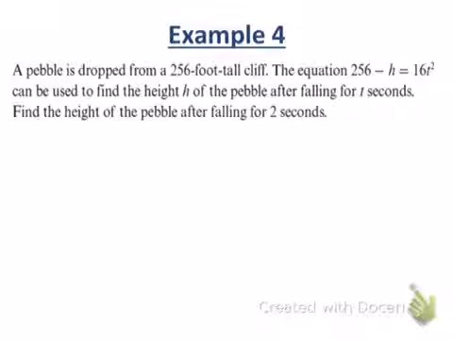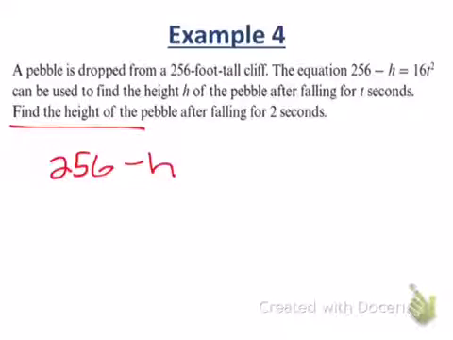in our honors class, we're actually doing a project in the second semester related to quadratics, and it's related to this. A pebble is dropped from a 256-foot tall cliff. The equation 256 minus h equals 16t squared can be used to find the height of the pebble after falling for t seconds. Find the height of the pebble after falling for t seconds. So this is what we're going to do. The first thing I'm going to do, and the first thing you guys are going to do, is write down the original equation as it was given.